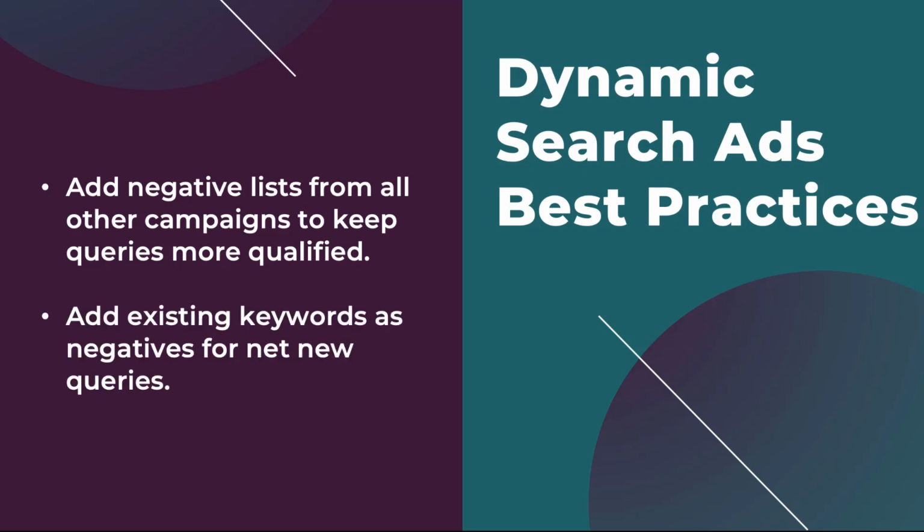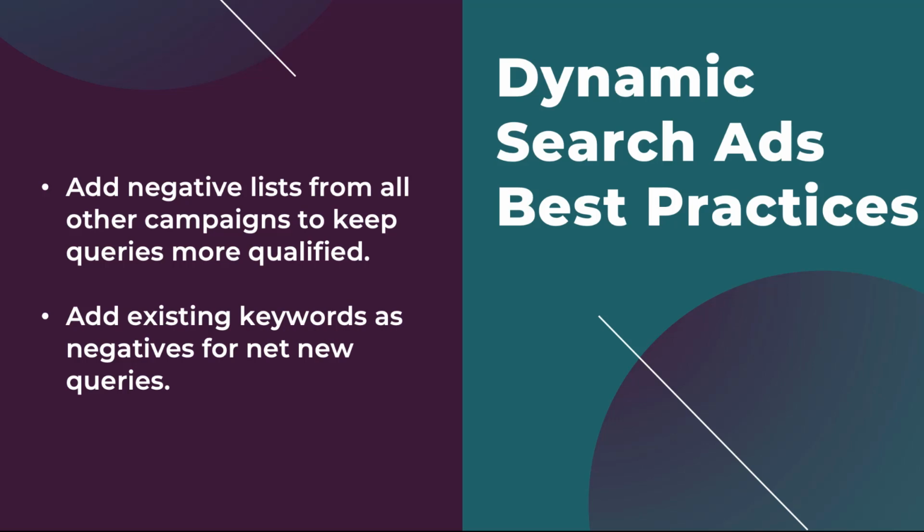Second, add your existing keywords as negatives to your dynamic search ads. This is pretty easy. Just go into your keyword list. You can do this either in the interfaces or in the editors, the offline editors. Export your list of keywords, keep your exact match and phrase match type symbols around them, and upload them into one big negative keyword list and apply that to your dynamic search ads campaigns.